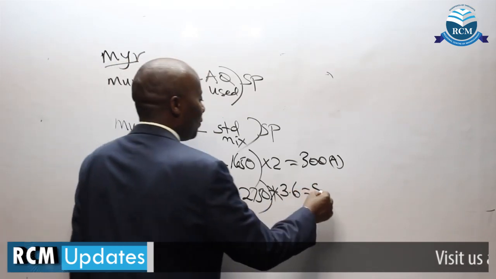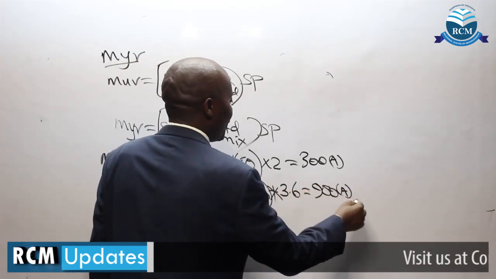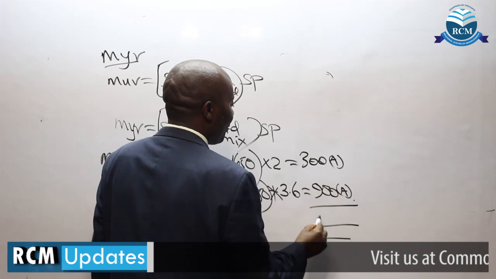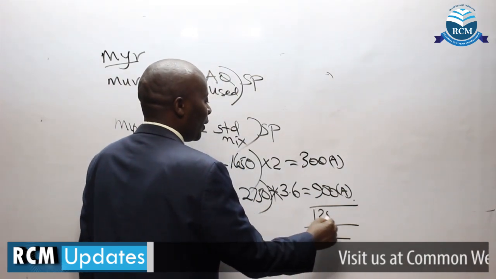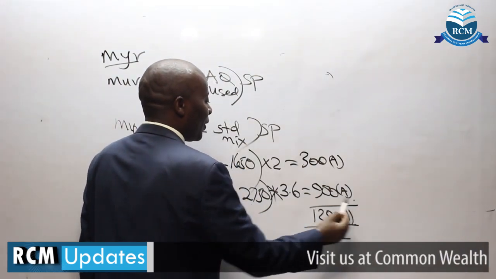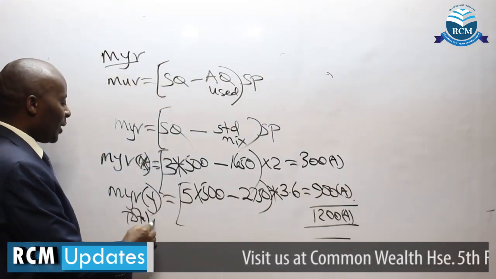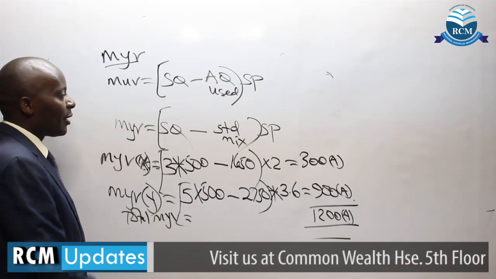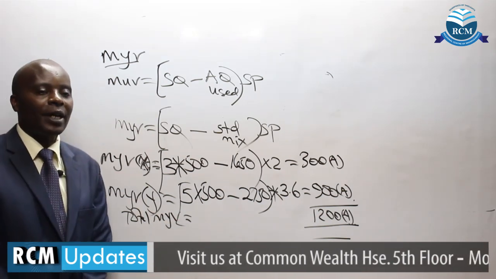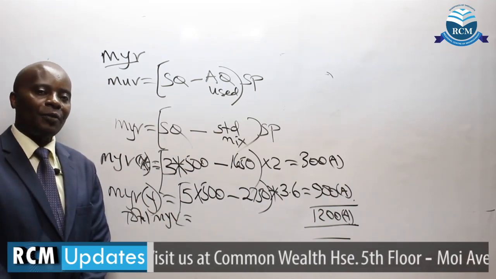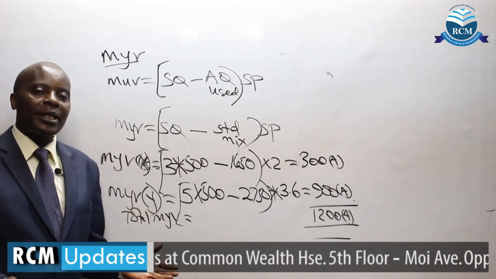900 adverse. So if you add the two, you end up getting 1,200 adverse. This is our total material yield variance. Now that marks the end of lesson 1.